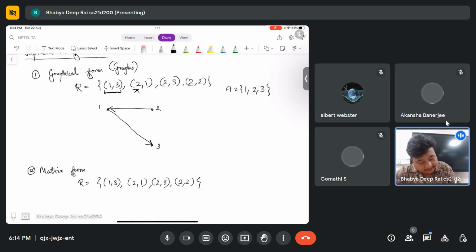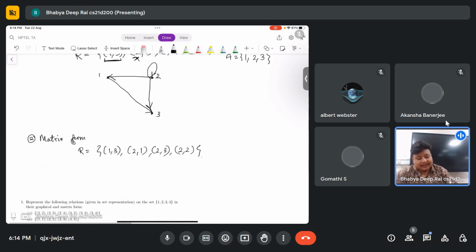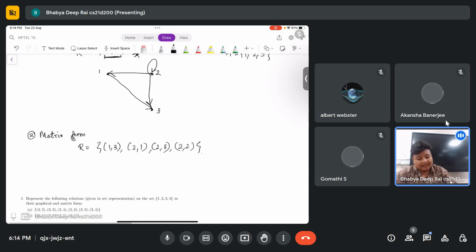2 is related to 3 as follows. And 2 is related to 2. How do I show that? Well, intuitively, I just make an arrow that goes back to 2. 2 is related to itself. This is what is called the graphical form. So this is one way to represent relations.